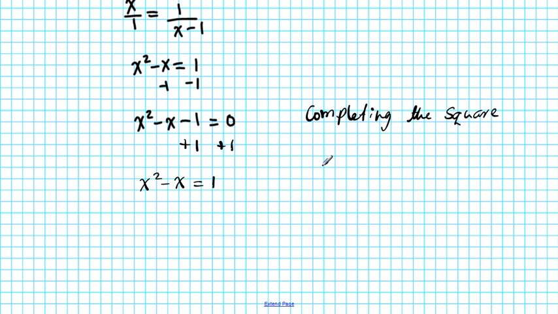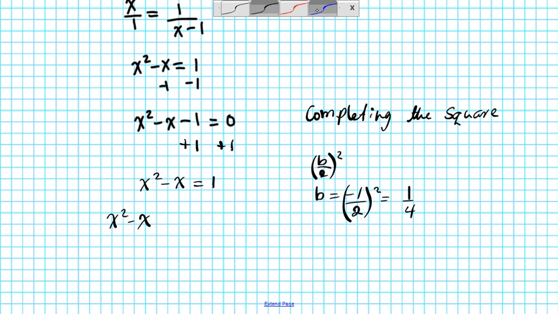To complete the square, we add b over 2 squared to both sides. In this case, b is negative 1. What do I do with that? I divide it by 2, and then I square it, which gives me 1/4. So I'm going to add 1/4 to both sides. I'm going to have x squared minus x plus 1/4 equals 1 plus, add that 1/4 again.